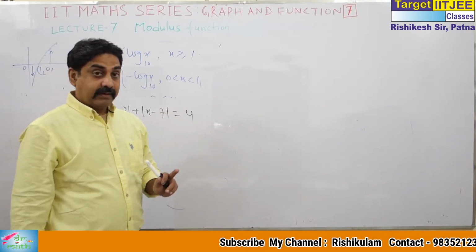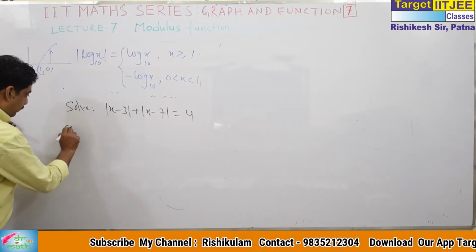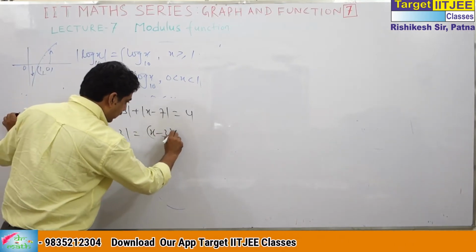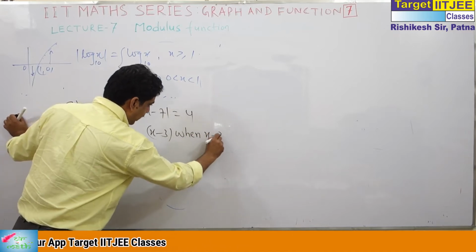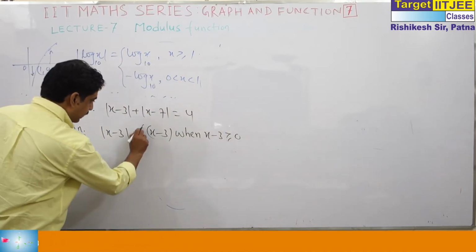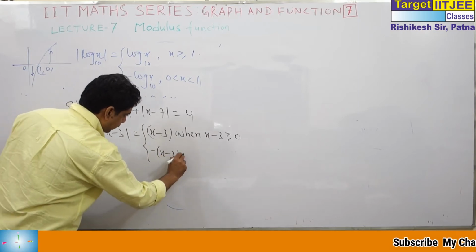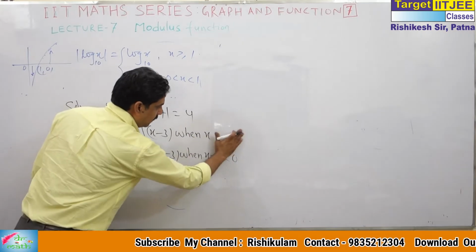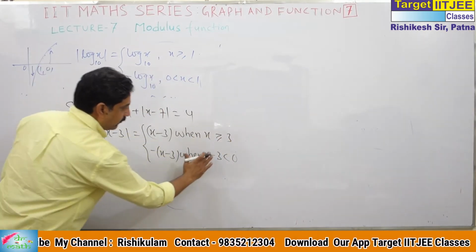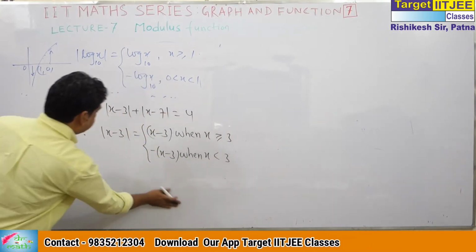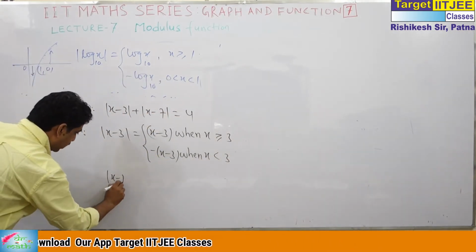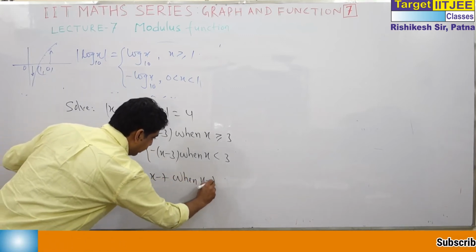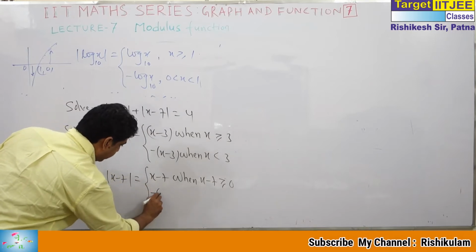This is very interesting. How do we deal with mod? First of all, write the definition. Mod of x minus 3 is x minus 3 when x minus 3 is greater than or equal to 0, and minus of x minus 3 when x minus 3 is less than 0. For this, I will write x greater than or equal to 3. For this, x less than 3. Now, come to modulus of x minus 7. This is x minus 7 when x minus 7 is greater than or equal to 0.